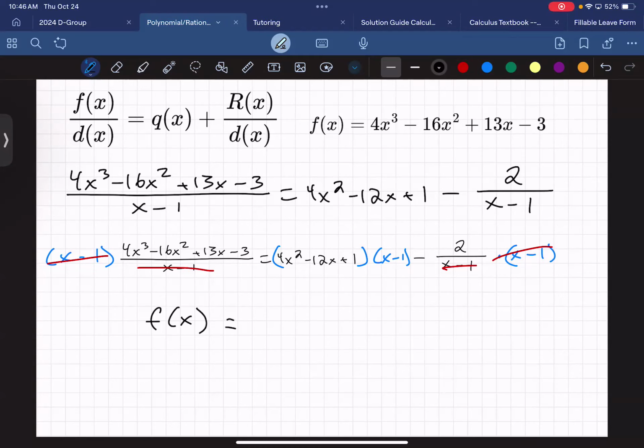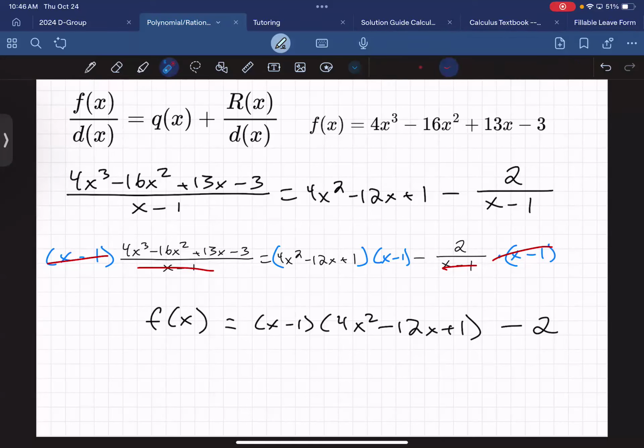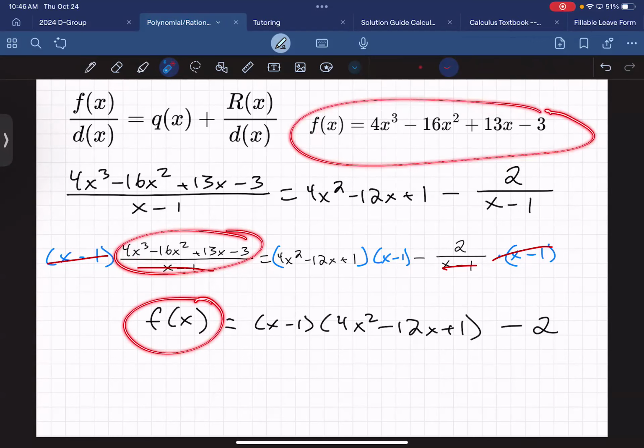On the other side, though, we'll have x minus 1 times the 4x squared minus 12x plus 1. But what do I not want to forget about? That 2, right? I need to make sure to put that minus 2. Okay. So I changed my division to what operation? Yeah, this is f of x, so remember, I was just making sure to point backwards, that don't forget that this was my function. Okay.